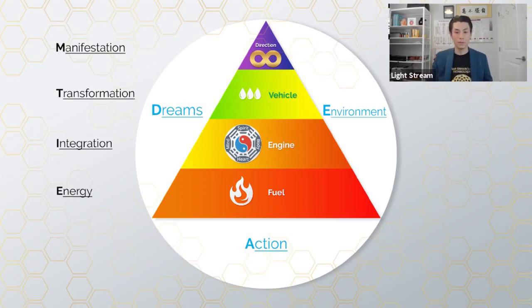And then on the bottom of the pyramid, the first level is fuel, second level is engine, third level is vehicle, fourth level is direction. And then around the circle, you see dreams, environment, and action. So let me explain to you what all these little pieces are.